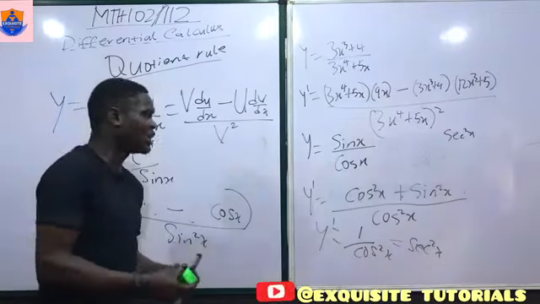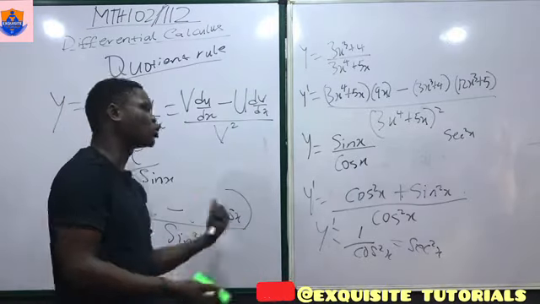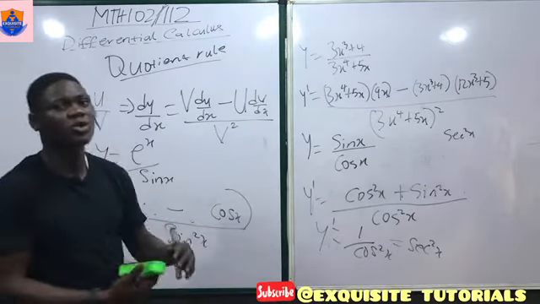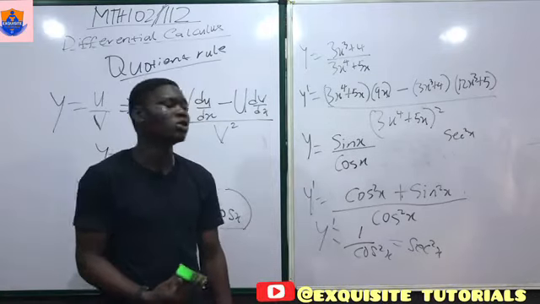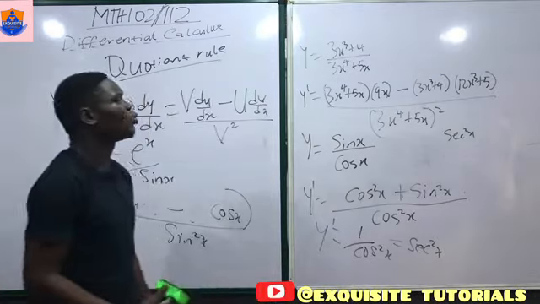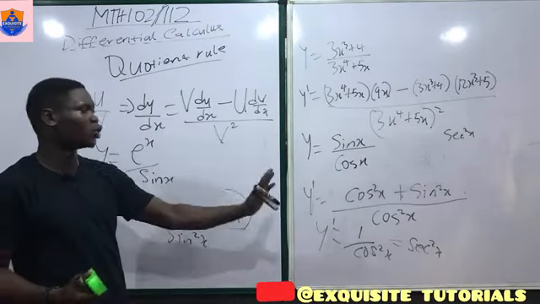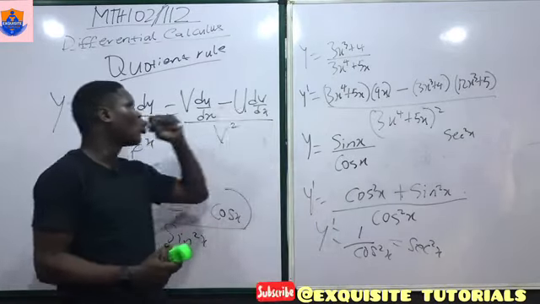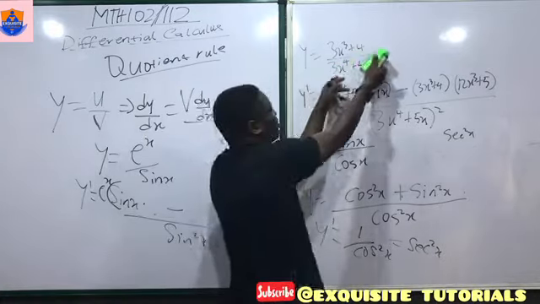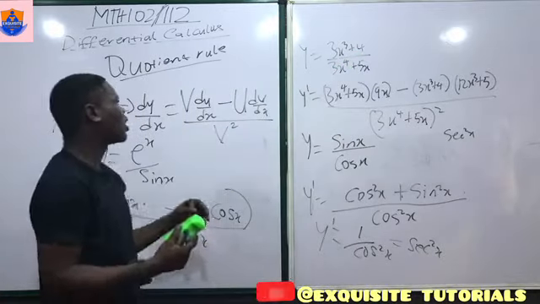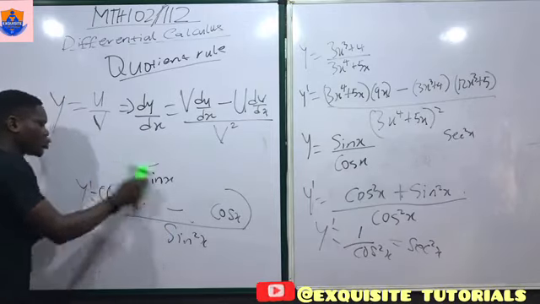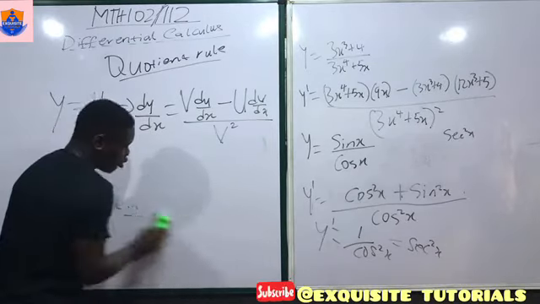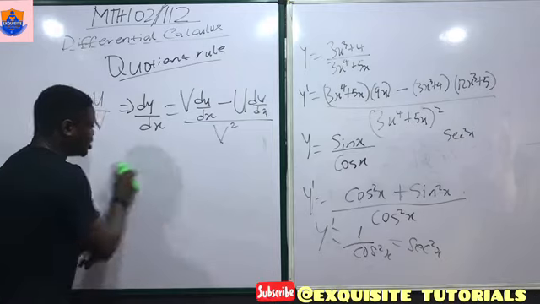What about your cot x? If you differentiate cot x, you are going to have minus cosec squared x. So you can go through all these processes to differentiate your cot x. Now, what if this function has a power, such that you are going to have both your chain rule and your quotient rule? So let's quickly give an example of that kind of scenario.